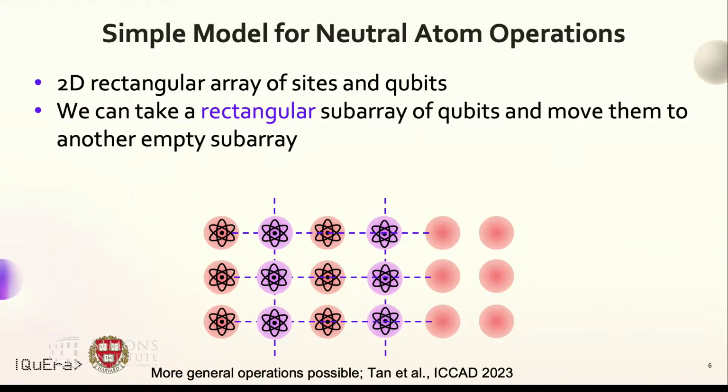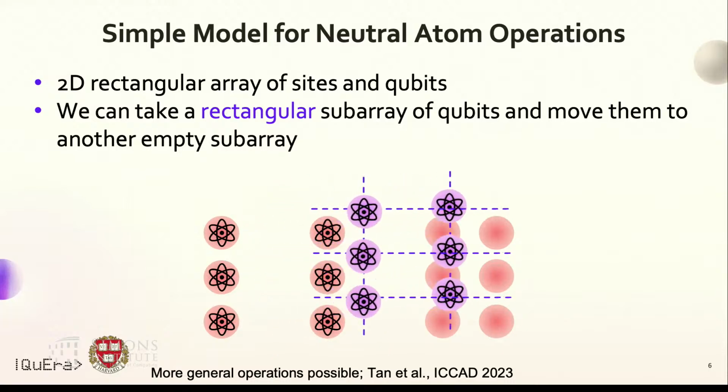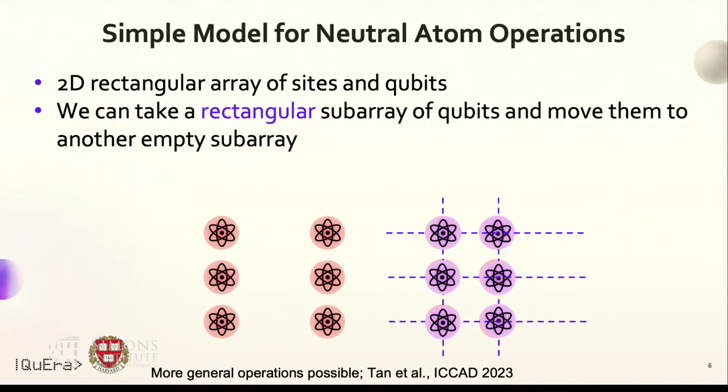So what you can do is essentially take any rectangular subarray of qubits, and with bad PowerPoint animation, you can kind of move it over to some of the other empty sites, okay? So that's kind of a very natural operation. Maybe some of the key things to highlight here.